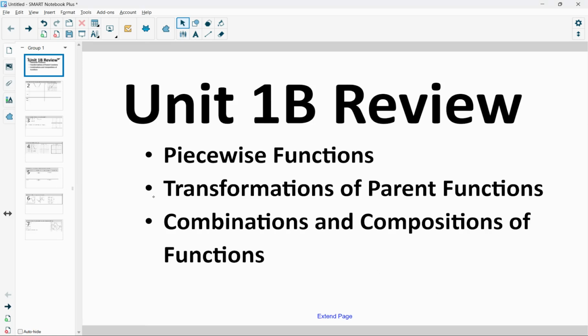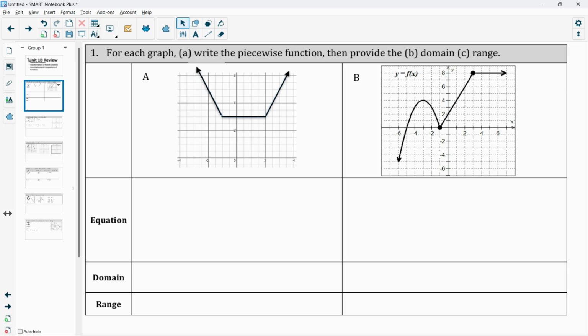In this video, we are going to look at the Unit 1B review for pre-calc. This is going to cover piecewise functions, transformations of parent functions, and combinations and compositions of functions. In this first one, we're going to look at writing a piecewise function for each of these graphs and then providing the domain and range.